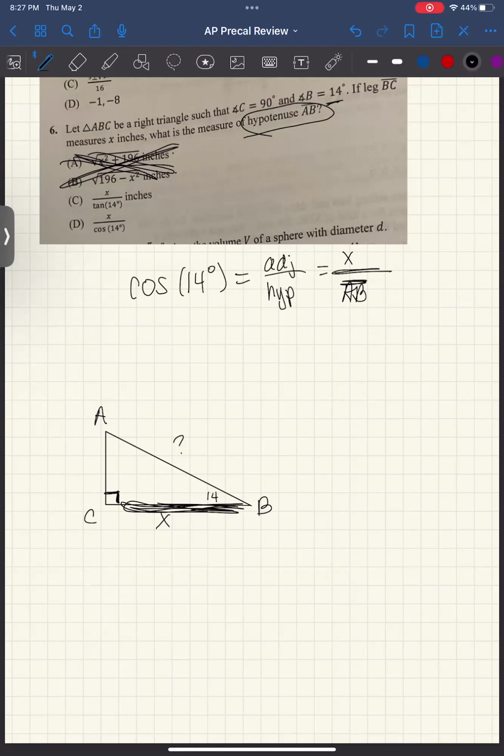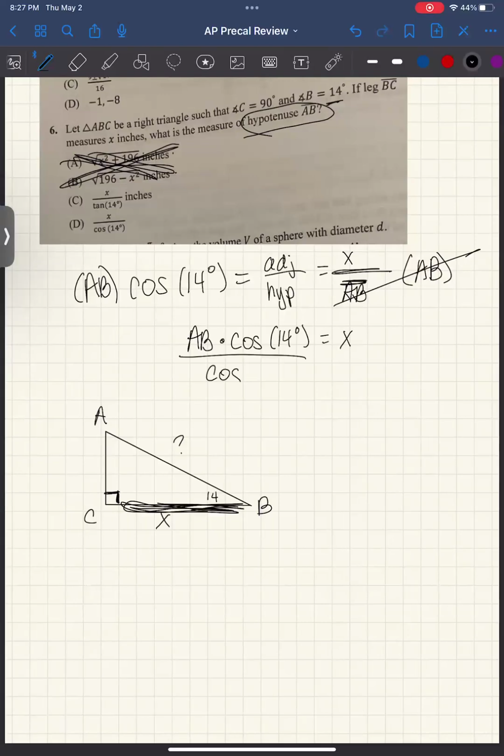Right? So now I want to multiply by AB because I want to get AB equals, which eliminates that and leaves me AB times the cosine of 14 degrees equals x. Divide by cosine of 14.